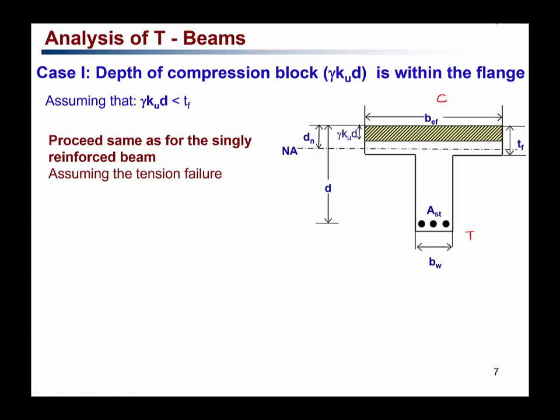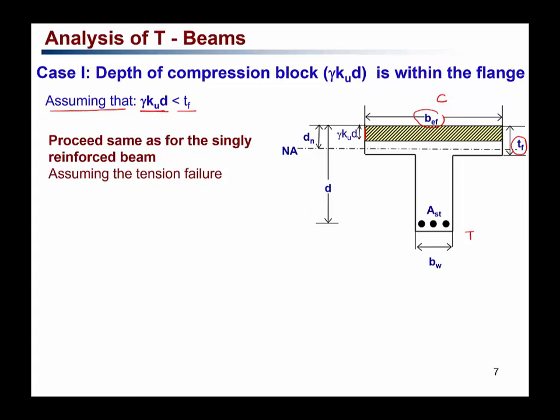So for case 1, we are assuming that the depth of the equivalent stress block, this is gamma KUD, denoted by this yellow highlighting, is within the depth of the slab, which is TF. So gamma KUD is less than TF. In this case, we can proceed exactly like the singly reinforced beam analysis procedure. The only thing is that we have to take into account B effective as the width of that compression block. So let's first assume, as we did for the singly reinforced rectangular section, that it is a tension failure mode, and we'll check it as we go on.